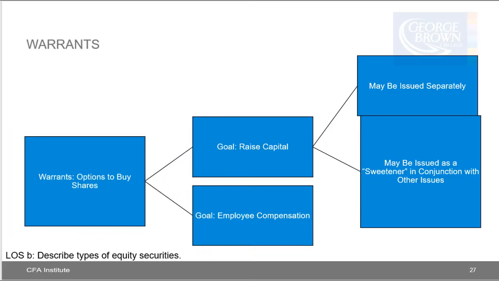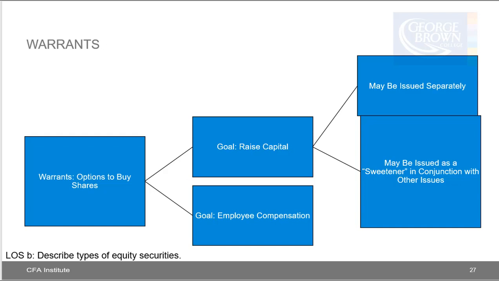So now we're moving on to warrants, and a warrant is an equity-like security that entitles the holder to buy a pre-specified amount of common stock of the issuing company at a pre-specified stock price called the exercise price or strike price prior to a pre-specified expiration date. So this is like an option, okay? A warrant is an option to buy shares.